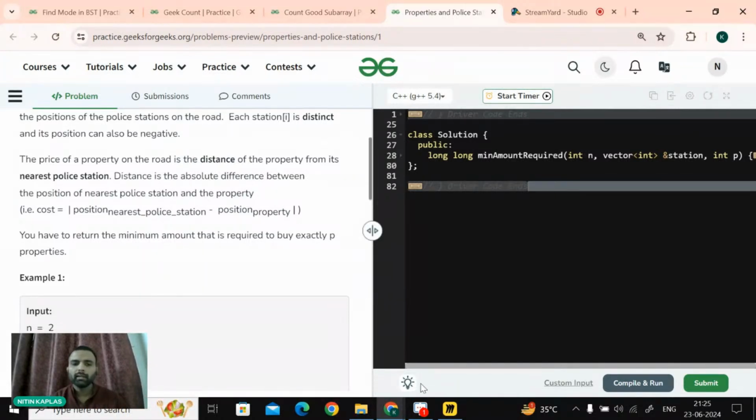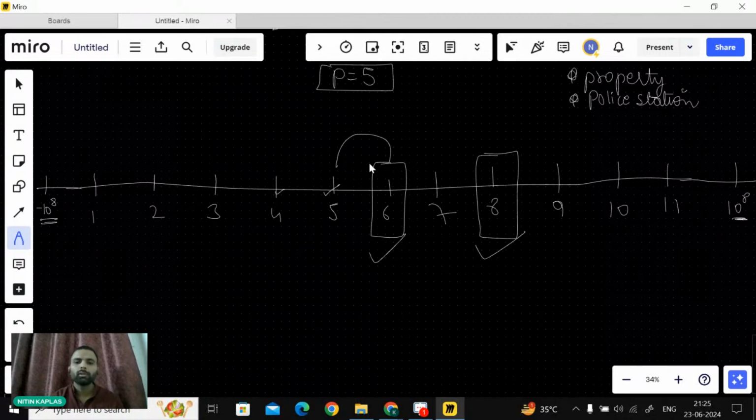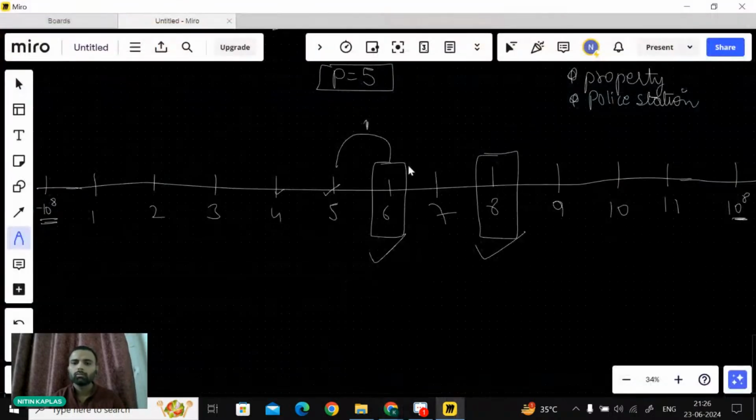Now let's understand what this part tells us. So it simply tells you, like, this is the police station, right? And this is the plot number. Just assume this is the plot number, right? So if I want to buy this property, how much cost I have to pay to the builder? Simple. This minus this, which is 1. So it's the absolute difference, right? As it tells us, the distance is the absolute difference between the position of the police station and the property itself. So this is 1.